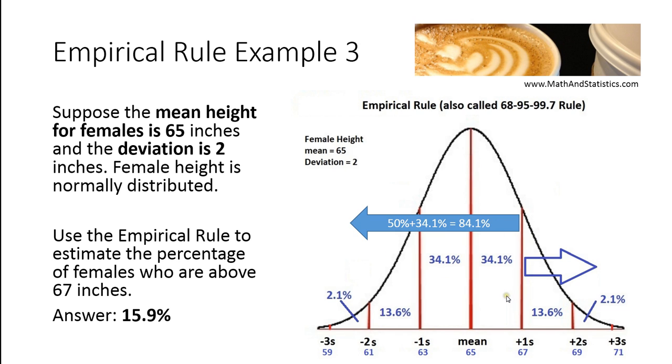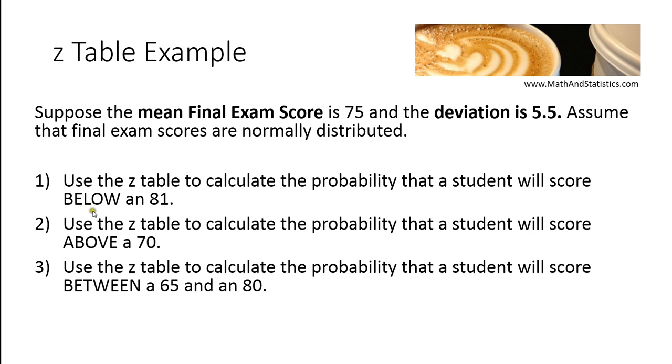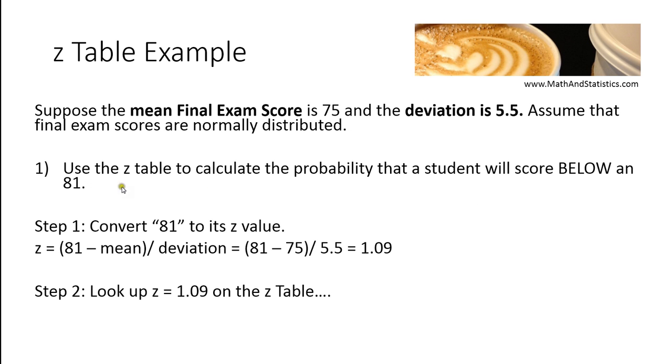So area under the curve, or percentage of the data, or probability of landing in this area all essentially mean the same thing. And they're all calculated the same way using the z-table. So let's do number 1 first. Number 1 says use the z-table to calculate the probability that a student will score below an 81.